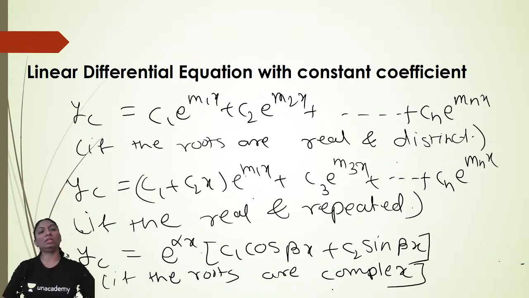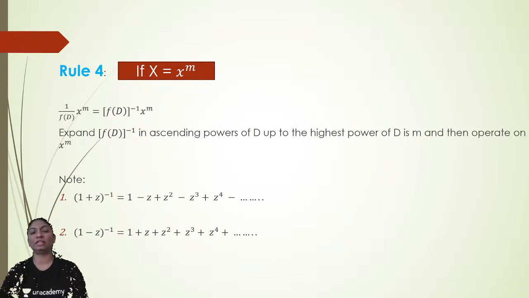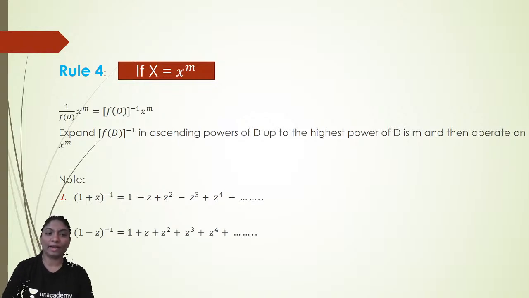In this lecture we will cover the next rule and one more type. If the roots are complex repeated, then we can write e raised to alpha x into bracket c1 plus c2x into cos beta x plus c3 plus c4x into sin beta x. Now moving forward, the next rule: if X is equal to x raised to m, then how to find yp. 1 upon f of D into x raised to m, that is f of D inverse x raised to m. Expand f of D raised to minus 1 in ascending powers of D up to the highest power of D, which is m, and then operate on x raised to m.